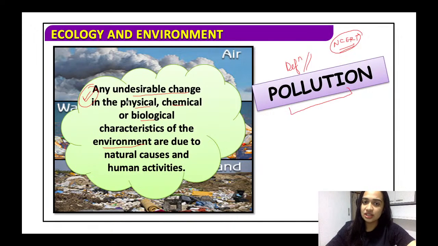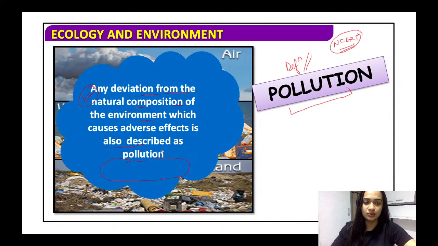Where is this undesirable change happening? It is happening in our environment, and it can be physical, chemical or biological. And what causes it? It is caused by natural causes or mainly by human activities. Fine. Now, any deviation from the natural composition of the environment which causes adverse effects is also described as pollution. As soon as our nature deviates from its natural elements, it will start depleting and getting degraded, and that will cause adverse effects on human life.